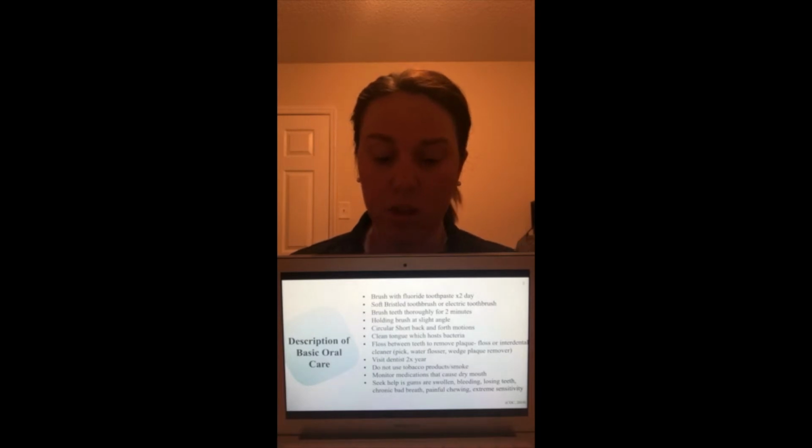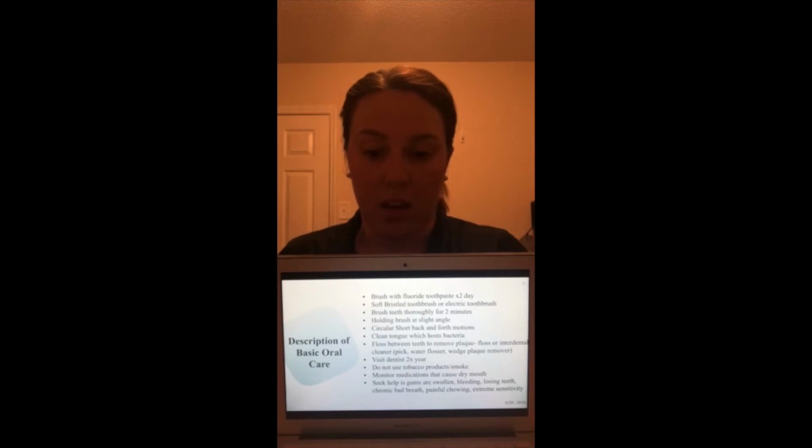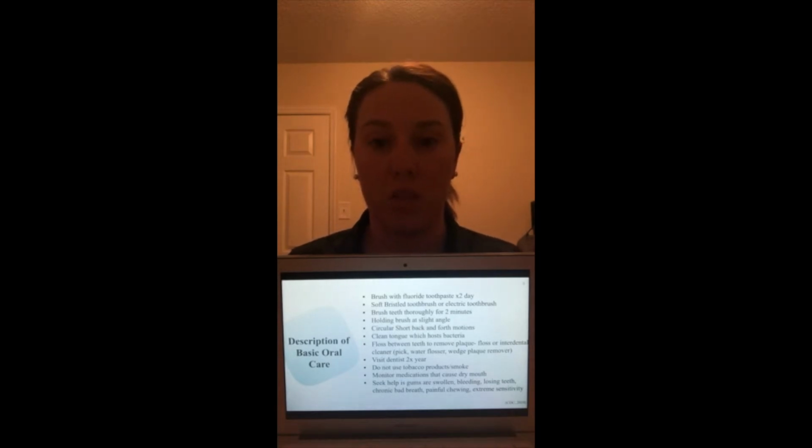And this is a description of basic oral care, and I'm not going to read through all of these because, again, they're on the presentation, but a key aspect of basic oral care is to brush your teeth twice daily, and floss. You can floss 1 to 2 times a day. A very key aspect of oral care that a lot of people forget is brushing your tongue, which hosts a lot of bacteria, and not smoking, visiting the dentist 2 times a year.